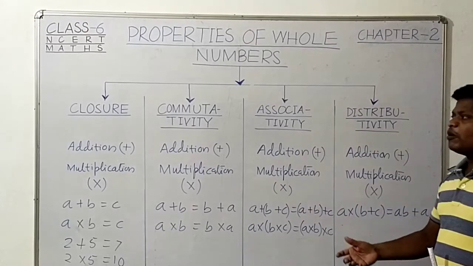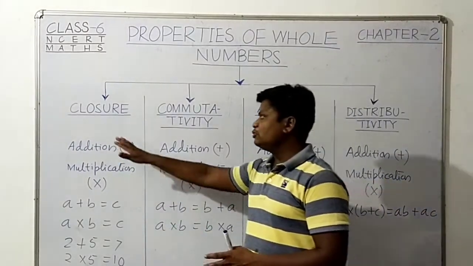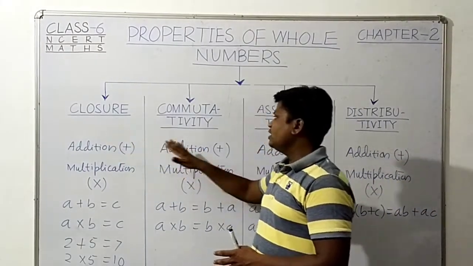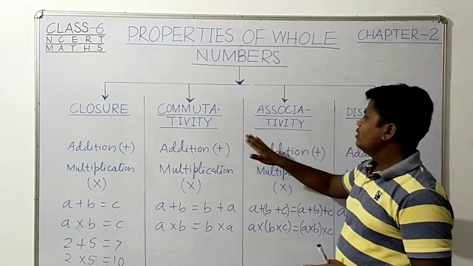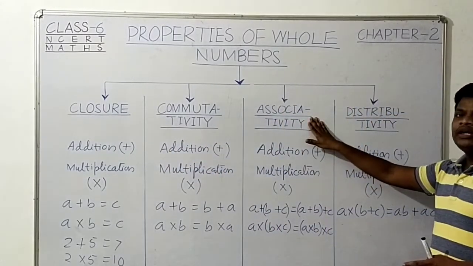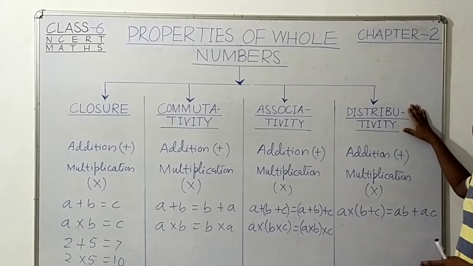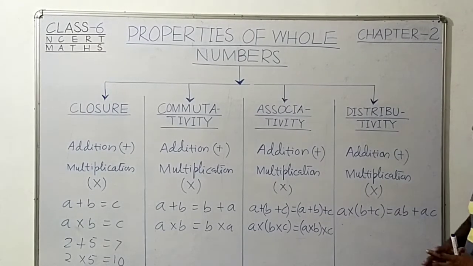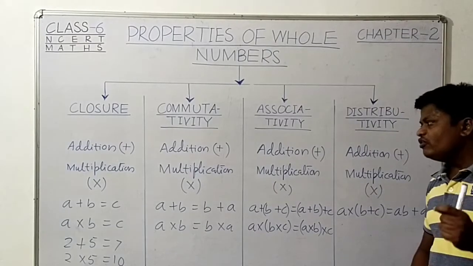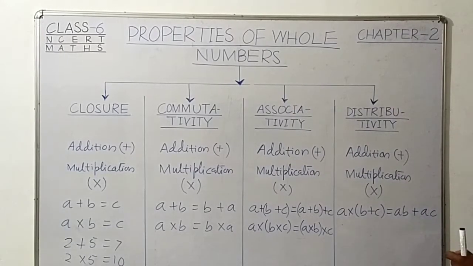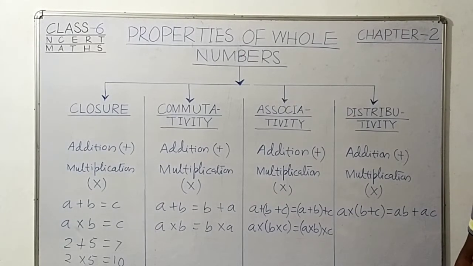So these are the four properties. Again we will revise that. The first property is the closure property, the second property is commutativity, the third property is associativity, and the last property is distributivity of multiplication over addition. So just remember these properties. I am giving you a few seconds, so please pause the video and note it down, and after that we will see some more examples which are given in your book, right?